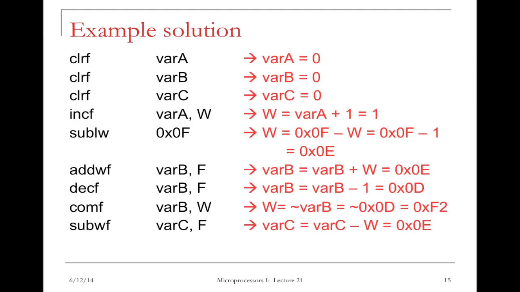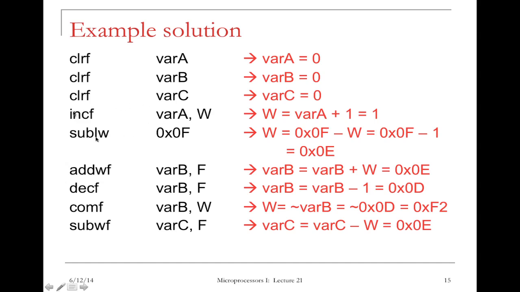Okay, let's look at the solution. The first three instructions just put zeros in these three variables. Then INCF variable A, comma W. So we're going to increment the value in variable A, but the result is going to be put into the working register, W. So variable A plus 1, so 0 plus 1, that is 1, and W will have 1.